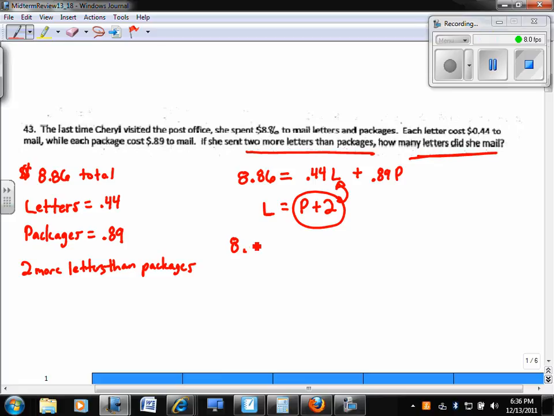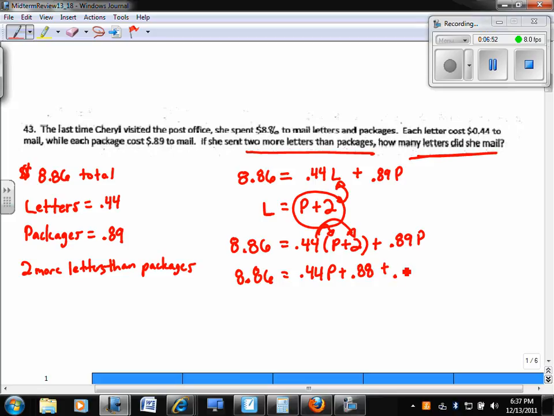So we're going to have $8.86 is equal to 0.44 times P plus 2. That P plus 2 is our number of letters. Plus 0.89 for each package. Okay, so in this case, we're going to distribute. We have 8.86 is equal to 0.44p plus 0.44 times 2 would be 0.88, and then plus 0.89p.